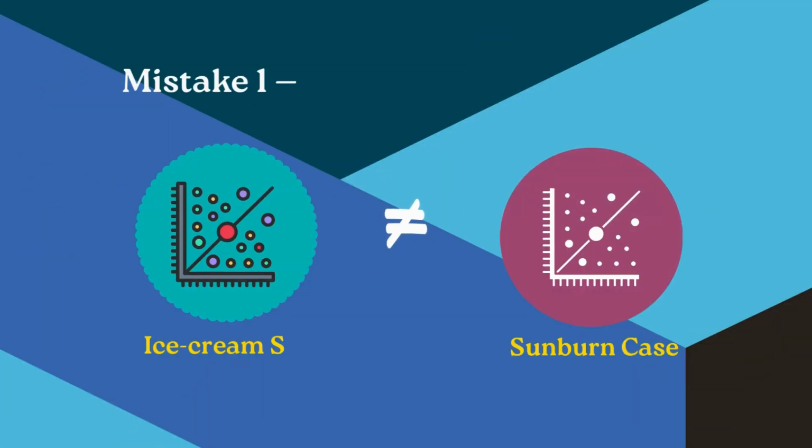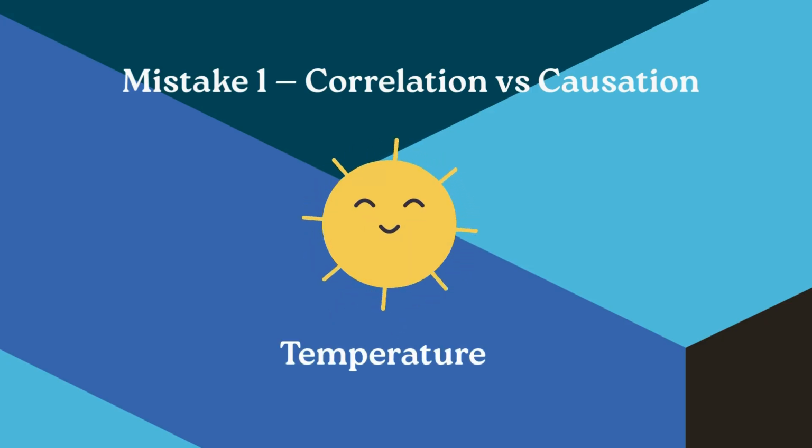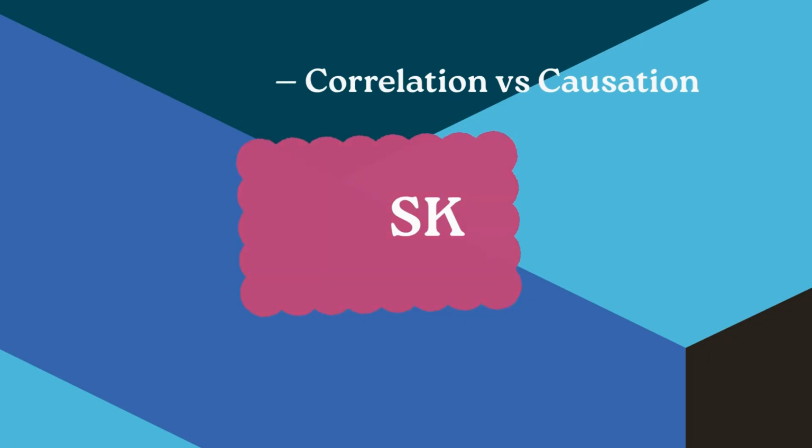Mistake 1. Confusing correlation with causation. Just because two things move together doesn't mean one causes the other. For example, the number of people who buy ice cream and the number of sunburn cases both go up in summer. But ice cream doesn't cause sunburns. The real cause is a third factor, temperature. Best practice, always ask, could there be another variable influencing both? Use experiments or time-based studies to verify causal links.